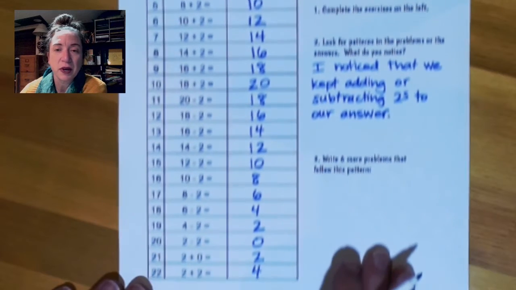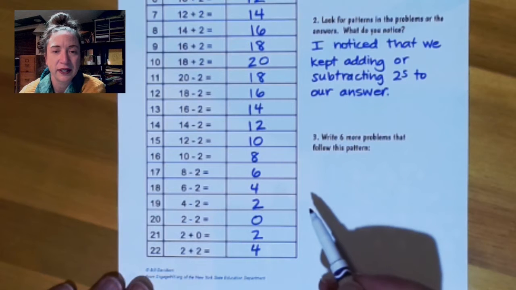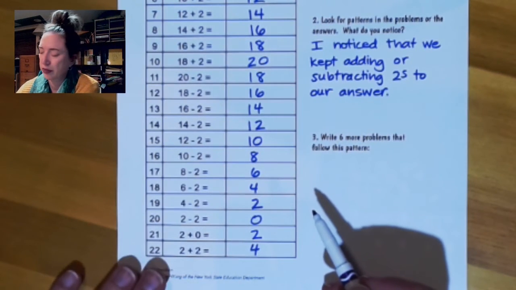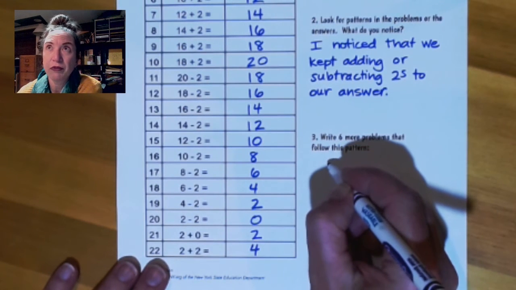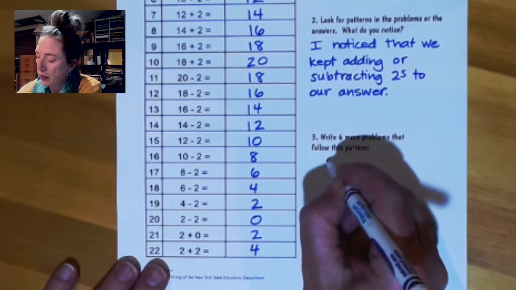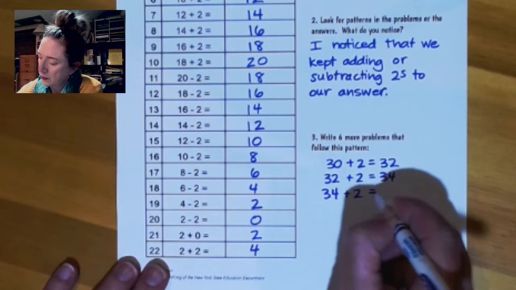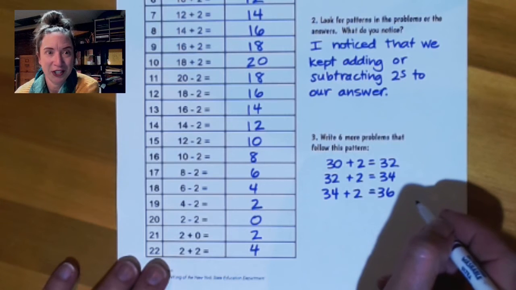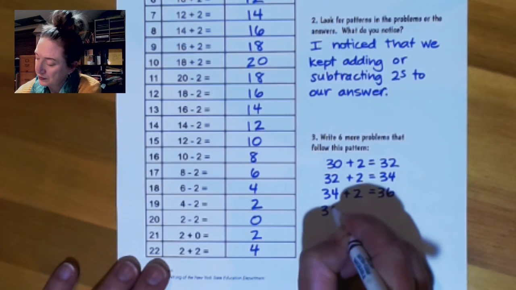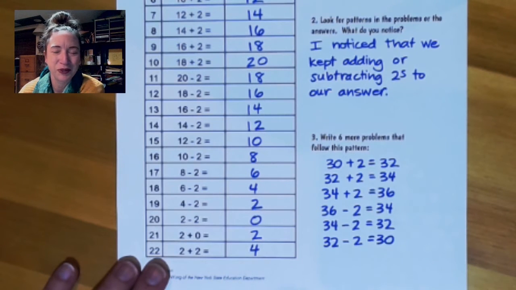And then the third part says, write 6 more problems that follow this pattern. I might start with some bigger numbers. What would follow the pattern if I started with 30? But remember, we also had some subtraction, so now I'm going to turn it back around. And we're right back where we started.